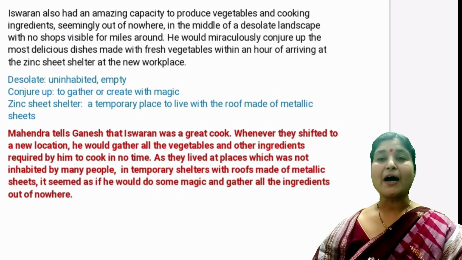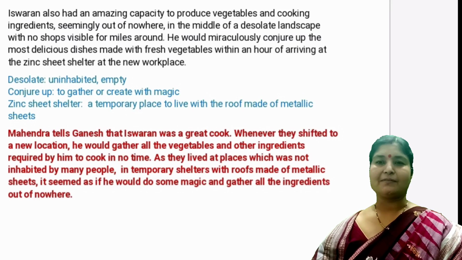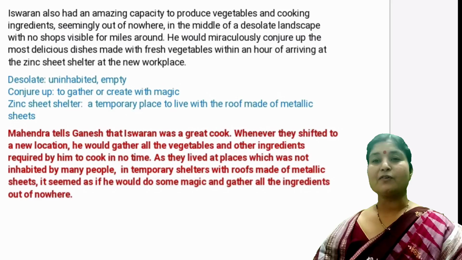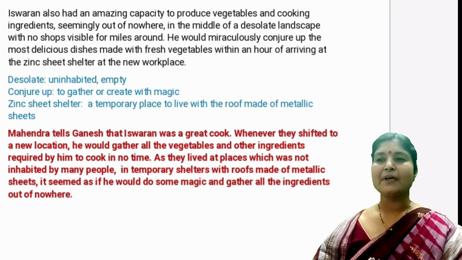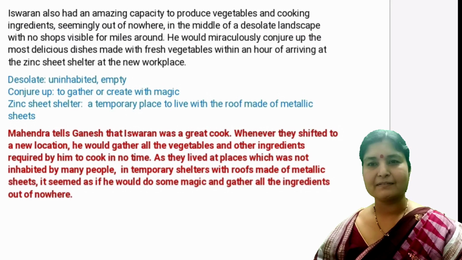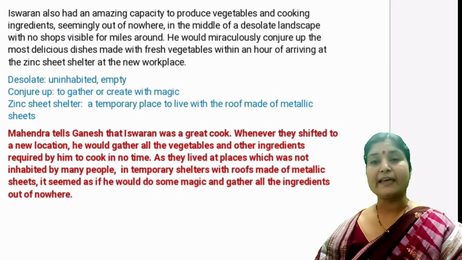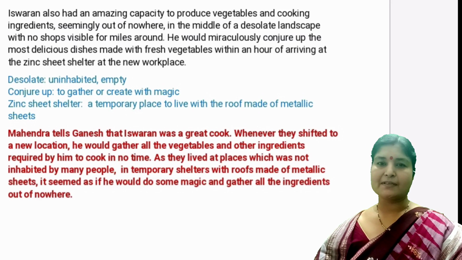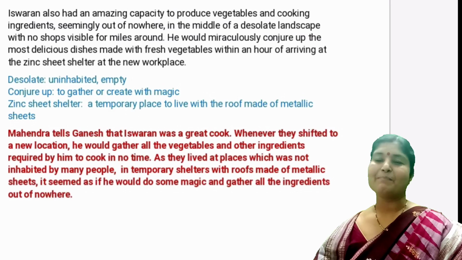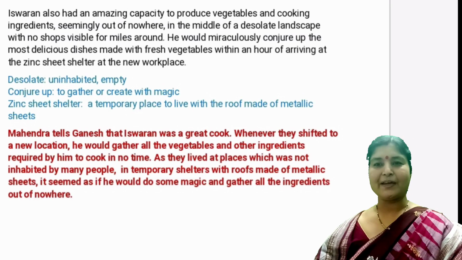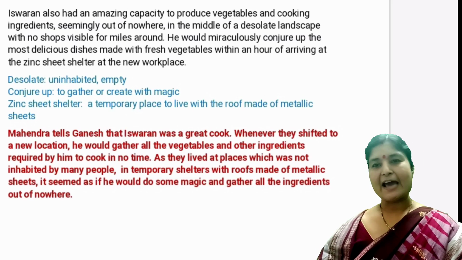Here, Mahendra praises Iswaran. He was not only a good cook, but at the same time, he could do everything. In a desolate place also, he can find the vegetables and prepare delicious food for Mahendra. Okay, let's go to your next paragraph.